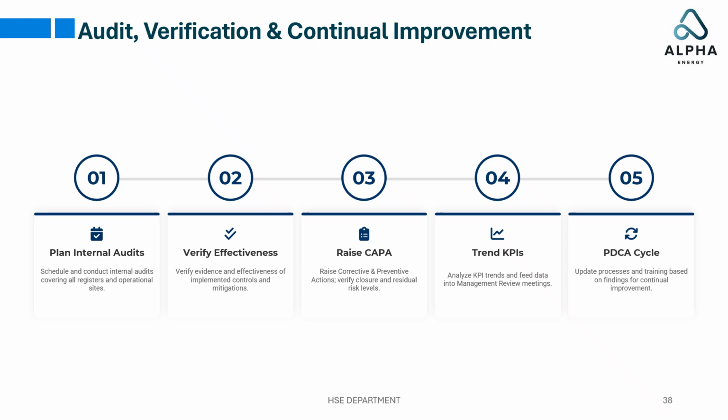Finally, the process feeds into the PDCA, Plan, Do, Check, Act, continual improvement cycle, where processes, procedures, and operational controls are updated based on audit findings and lessons learned. This ensures that the HSE management system continuously evolves and improves over time.